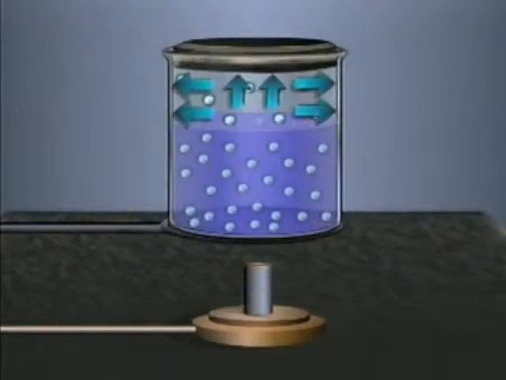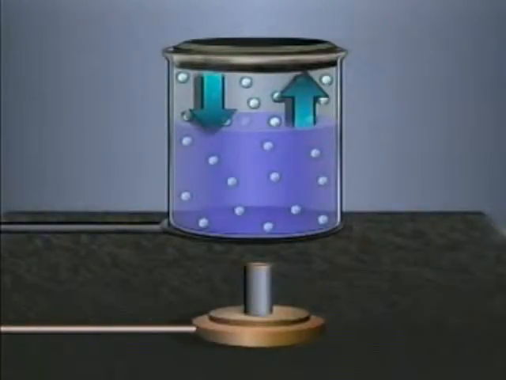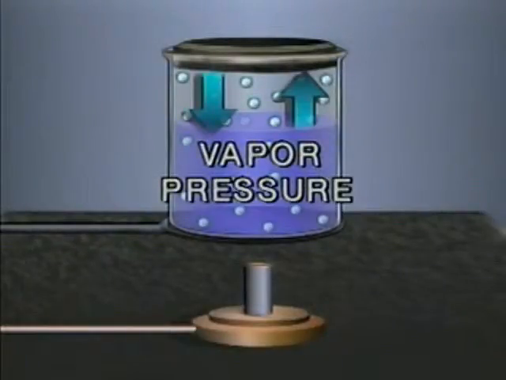The more molecules that escape the liquid, the greater the pressure. Eventually, a point can be reached at which the number of molecules escaping from the liquid equals the number of molecules returning to the liquid. The pressure exerted by the escaping vapor molecules at this point is called the vapor pressure of the liquid.